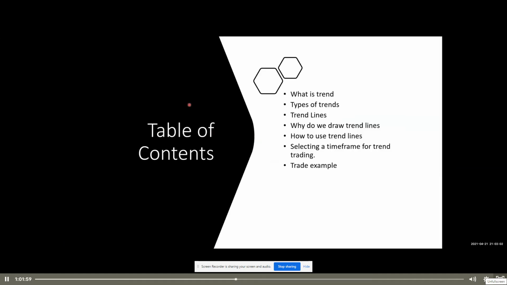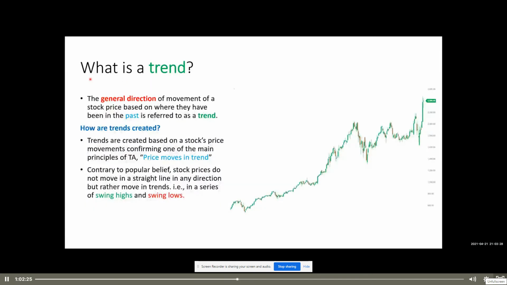So the table of contents for today's lesson: first, I want to say what a trend is, and then we're going to learn about the different types of trends. After that, we'll learn about trend lines, why we draw trend lines, how to use trend lines, selecting a time frame for trend trading, and lastly, some trade examples. All right, let's get started.